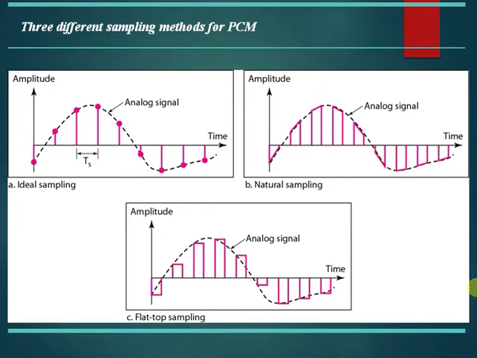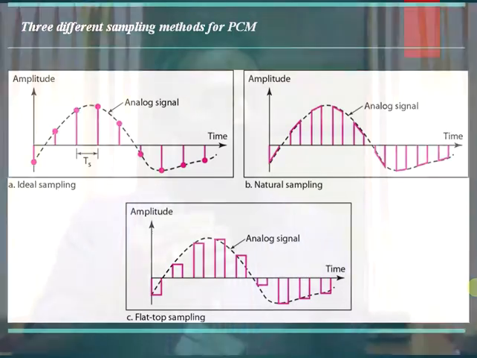You can see different types of sampling shown below. Ideal sampling will have ideally zero width for each pulse, which is practically not possible. So when we practically sample we get natural sampling, which is shown that way. Natural sampling will have different amounts of amplitude during the sampling interval, so there is ambiguity about which voltage level or amplitude level is to be considered.